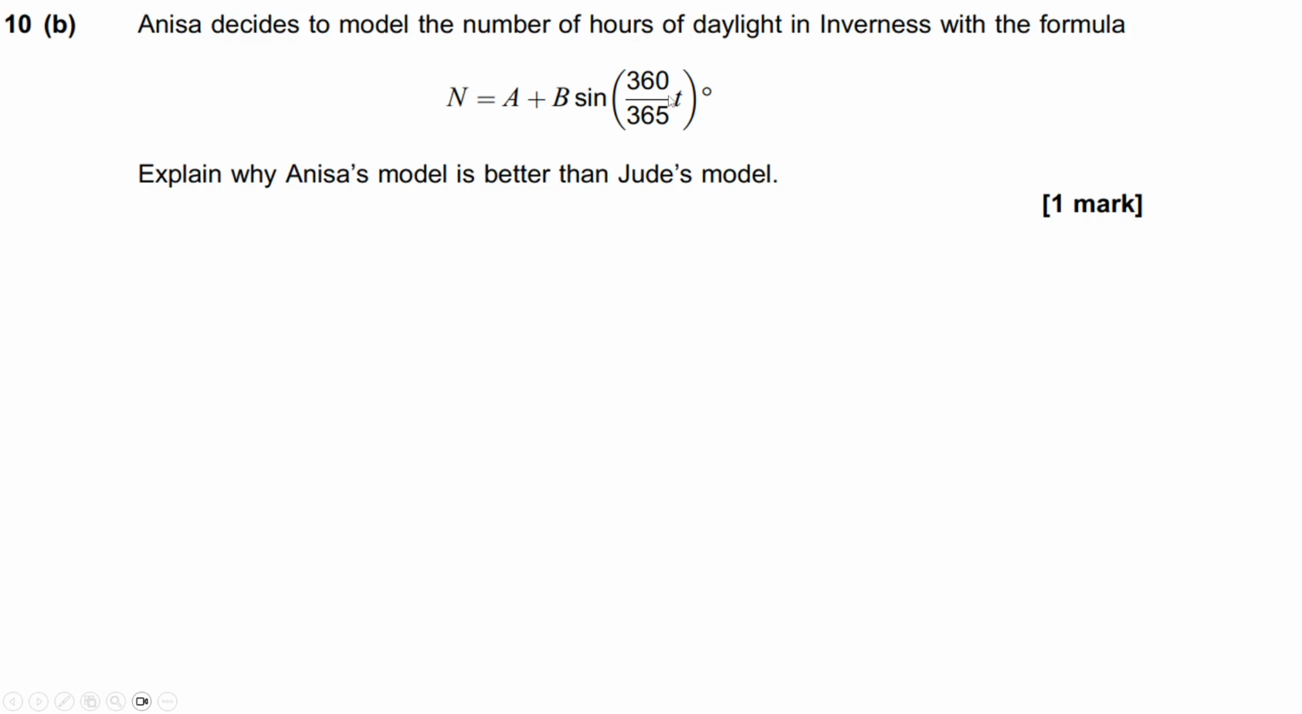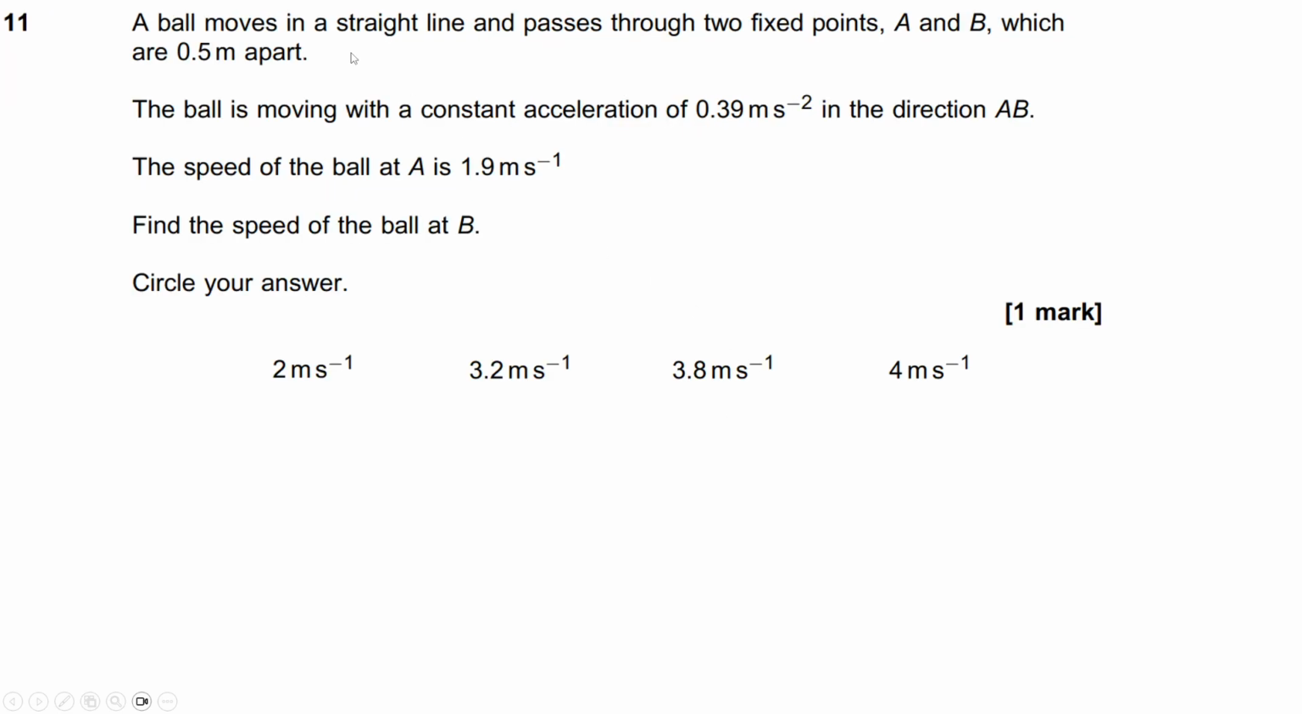Explain why this is better. Well, first of all, she squished it in by 360 by multiplying it by 360, and then divided by 365 to stretch out 365. So it repeats every 365, not 360. So it repeats every year, which is more accurate.